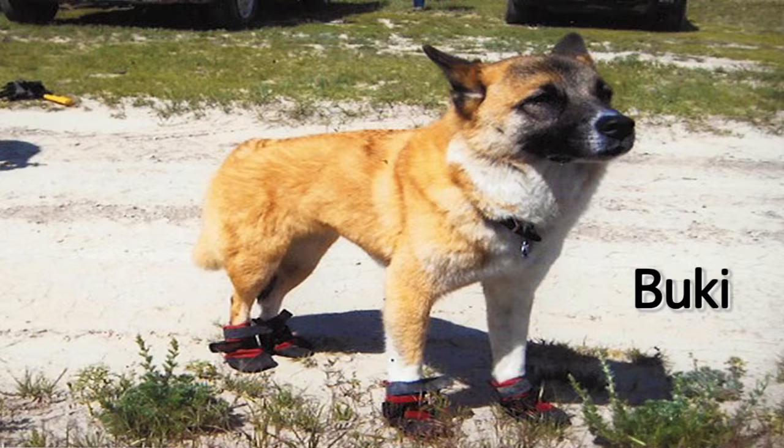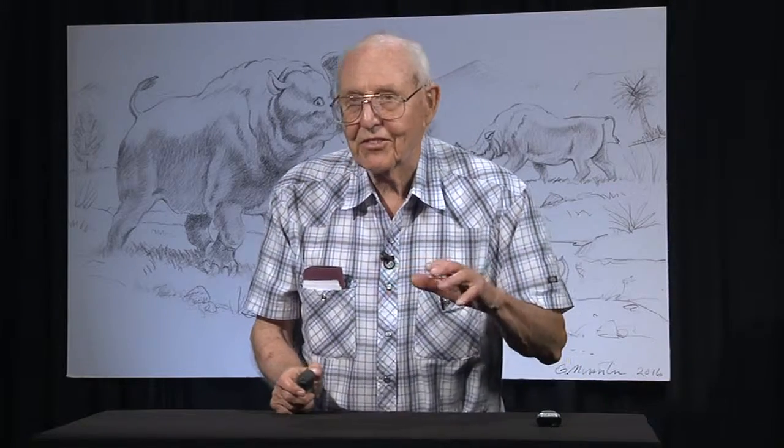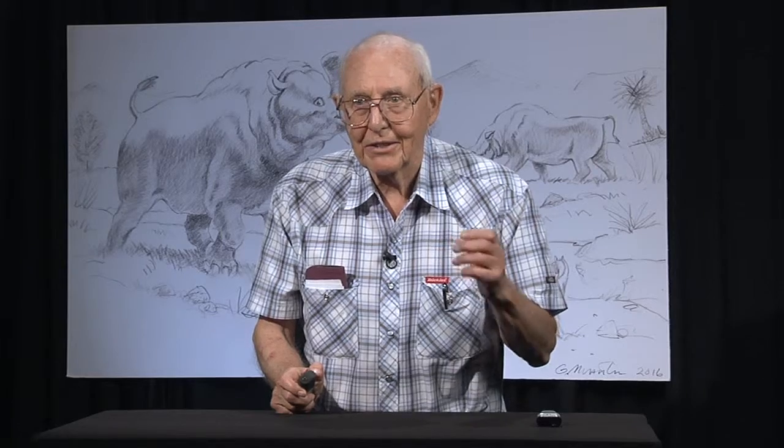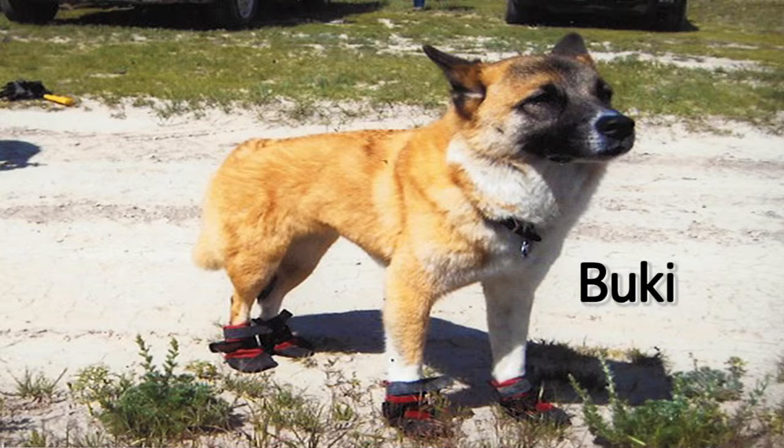That's Buchi. Notice Kathy put little booties on her dog there, because the ground is covered with chalcedony, which is a glass-like material. It'll cut the feet of one of them. But this fella here is one of the best of the fossil hunters. You ought to see him when he found one of those big titanothere leg bones.